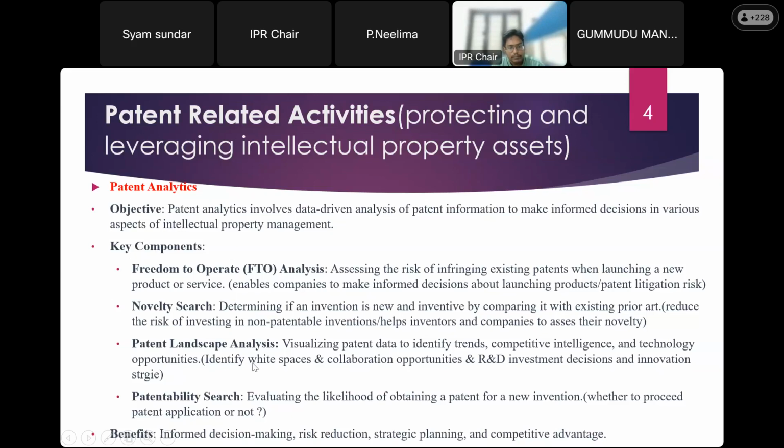So as I said, these benefits are informed decision making. After they search, whether the client, I mean any company, will get an informed decision. Before you enter into the market, you will come to know. Even before you file a patent, you will know whether it is really patentable or not.